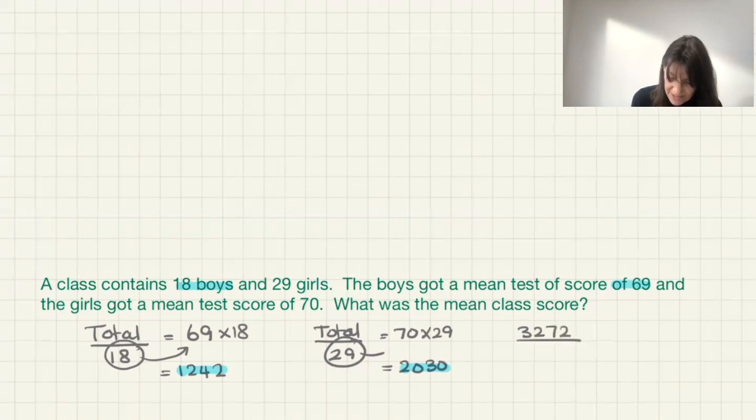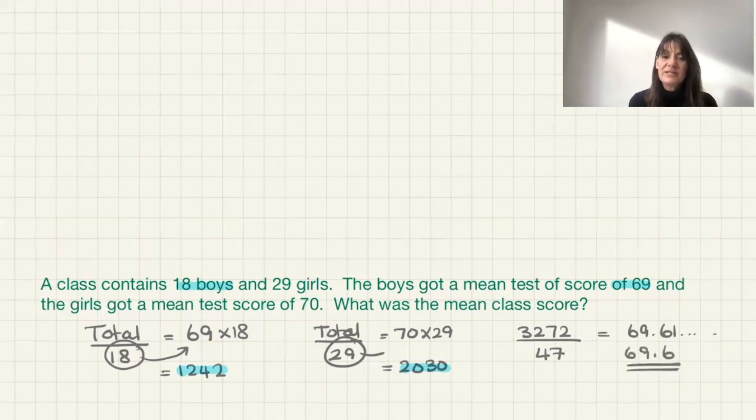So the total for the class is the total of the boys and the girls added together, which is 3,272, divided by the total in the class, so 18 plus 29, which is 47. When you divide that through, you get 69.61, and on it goes. So 69.6 is correct to one decimal place.